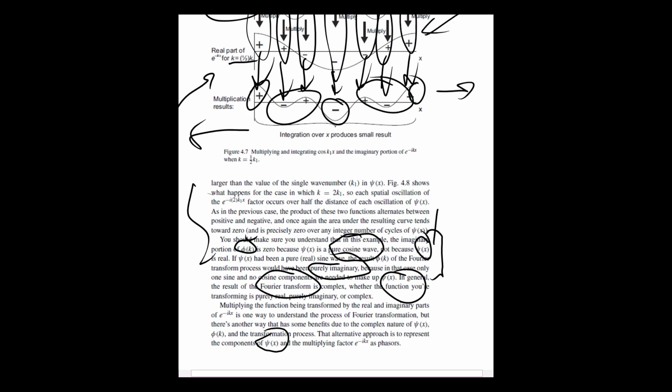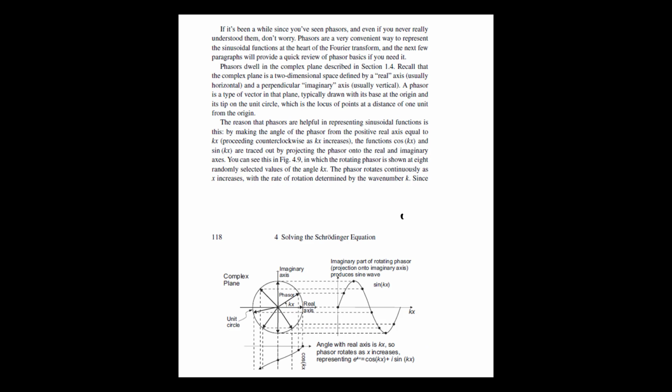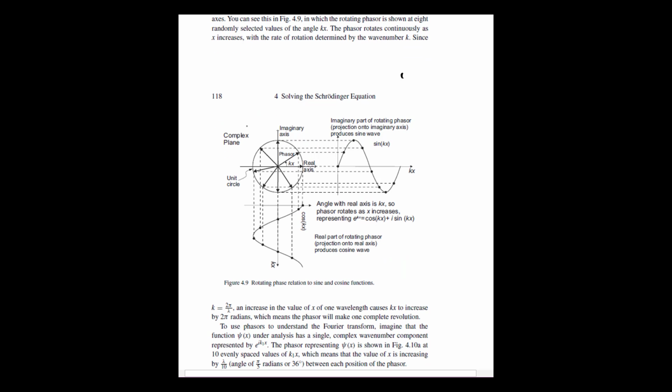So multiplying sinusoids is one way to understand the Fourier transform process. Another way is to write psi of x and e to the minus ikx as phasors. If you need a little review on what a phasor is, there's a description up here that explains that phasors live in the complex plane. Remember, that was described back in chapter 1 as being an imaginary axis, usually vertical, and a real axis, in this case horizontal. And an individual phasor is essentially an arrow that rotates around the origin, and the angle from the positive real axis measured counterclockwise is called kx. Since k is 2 pi over lambda, when x equals lambda, you've gone 2 pi radians. That means you've gone all the way around.